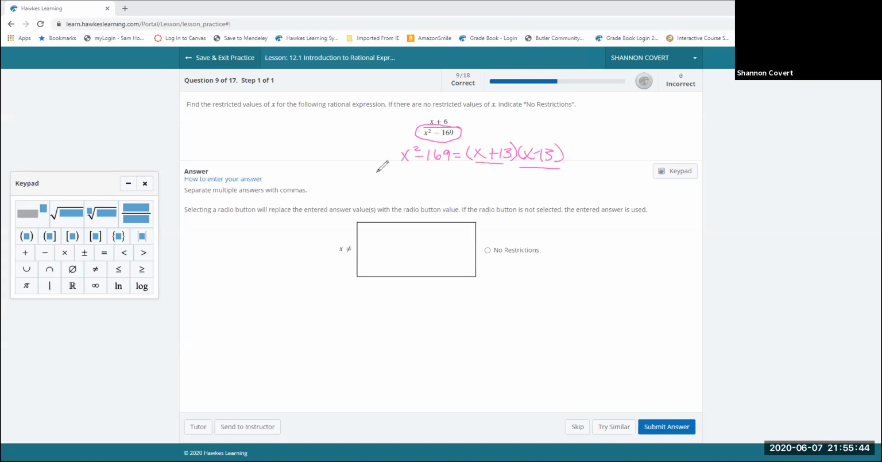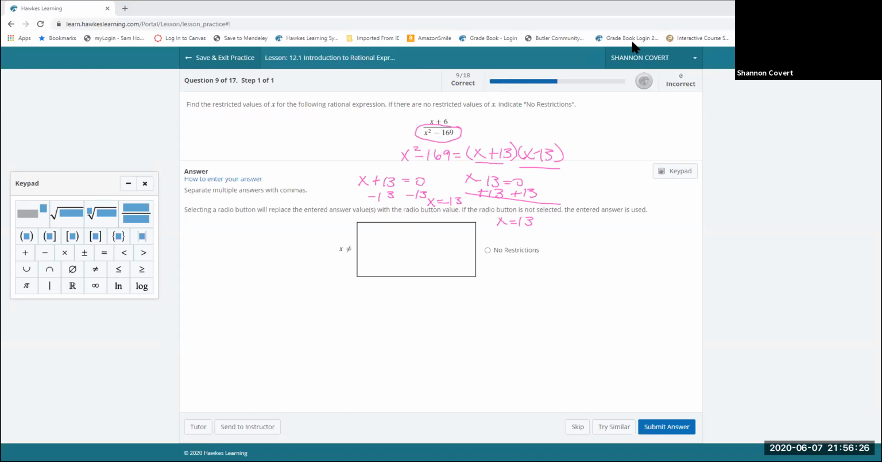So now I have two different problems that I'm going to have to set equal to 0. I'm going to have to set each factor equal to 0 and solve. So x plus 13 equals 0. I'm going to subtract 13 from both sides. So for this one, it's x equals negative 13. For x minus 13 equal to 0, I add 13 to both sides, and it ends up being x equals positive 13. And so I have two restrictions for this particular problem.